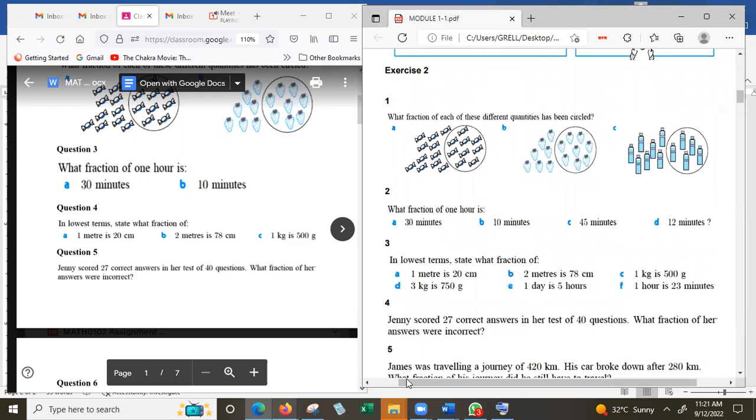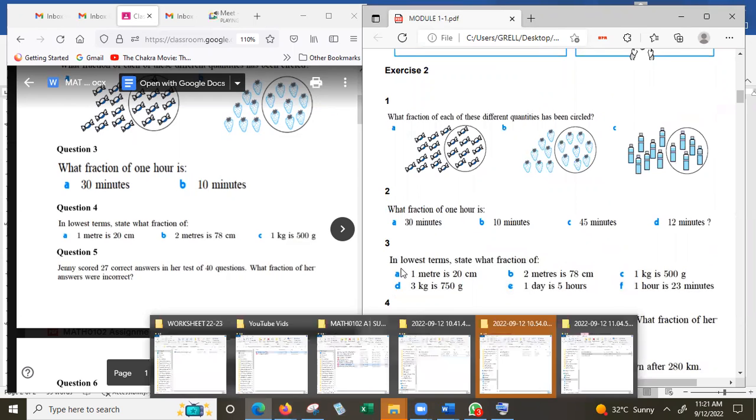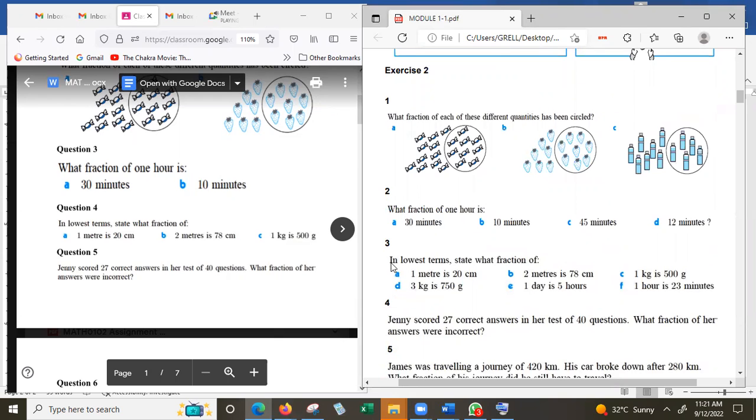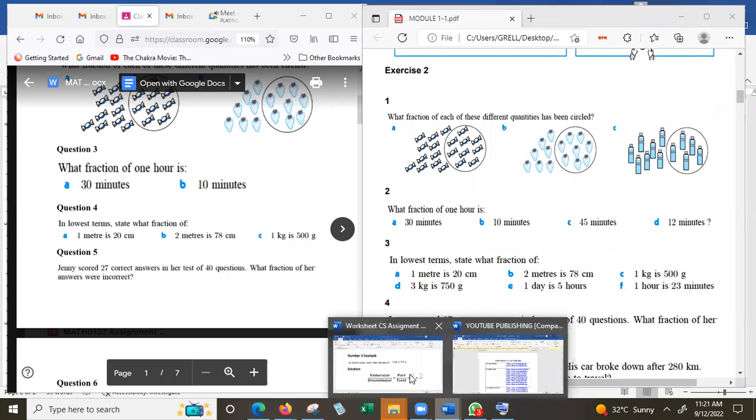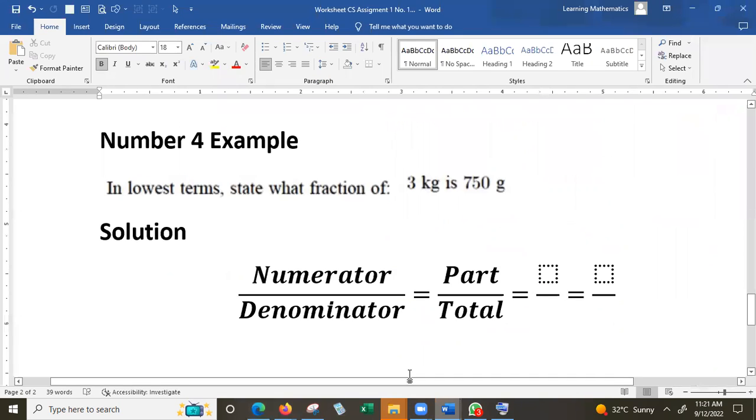So the concept is the same. So let's do part D. In lowest terms, state what fraction of 3 kilograms is 750 grams. Let's do this one as a demonstration. So here is the setup. In lowest terms, state what fraction of 3 kilograms is 750 grams. Remember, it specified in lowest terms.